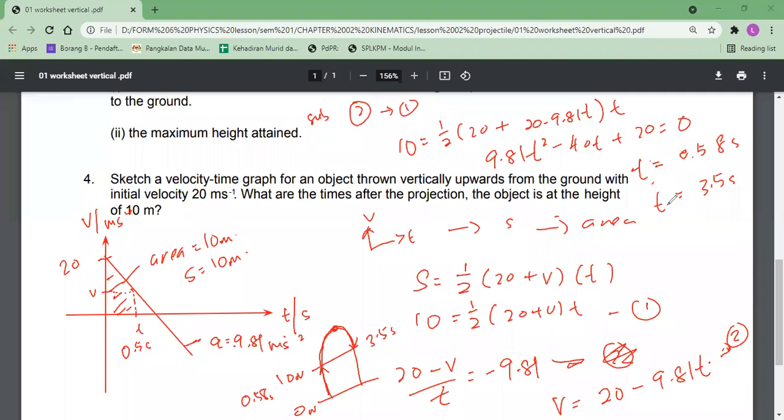Okay, so now we move to projectile motion. Let me check, okay, let's go to the next.